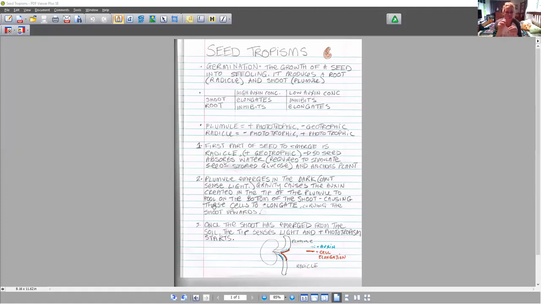Okay, so I'll go over it. The first part of the seed to grow is the radicle. It shows positive geotropism, so it grows down. This is so it absorbs water, and also so it can anchor the plant as well.